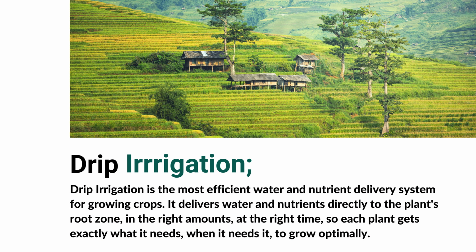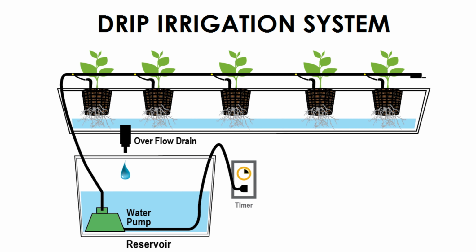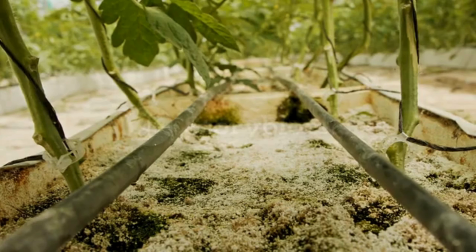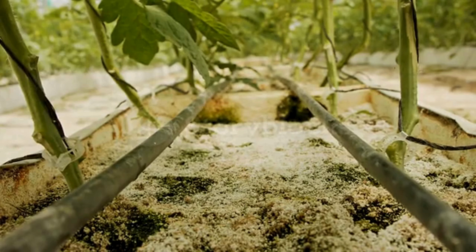Drip irrigation is the most efficient water and nutrient delivery system for growing crops. It delivers water and nutrients directly to the plant's root zone in the right amounts at the right time, so each plant gets exactly what it needs when it needs it to grow.